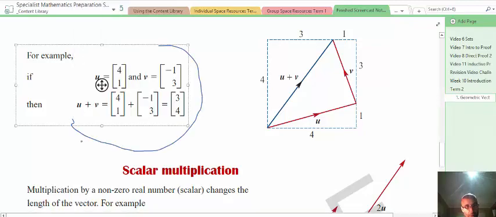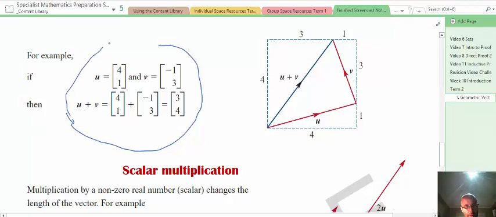in our previous work, if we were looking at storage vectors and adding them together, if we define u and v as such, u plus v, we add the corresponding elements. So 4 plus negative 1 is 3, 3 plus 1 is 4. So how does that look?